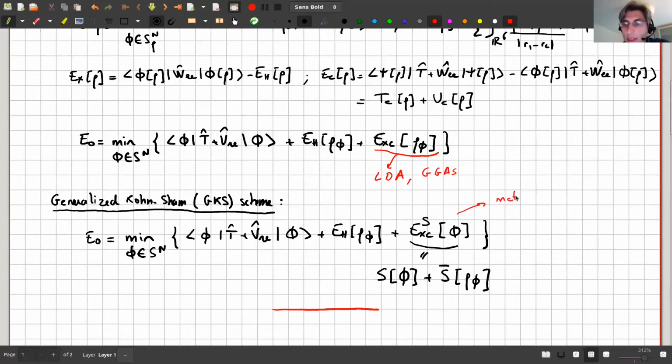And it is usually in this Generalized Kohn-Sham scheme that the other types of approximations are understood. So they are the meta-GGA approximations, which I will explain, and also the hybrid approximations, where you have a fraction of exact exchange.